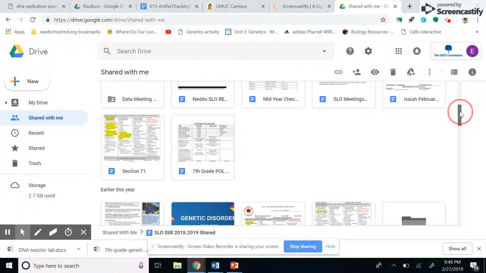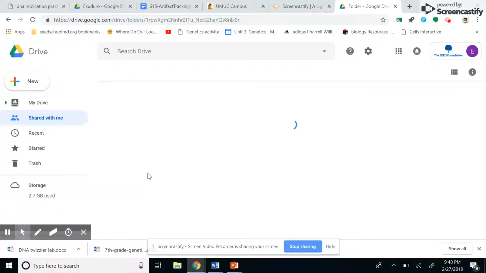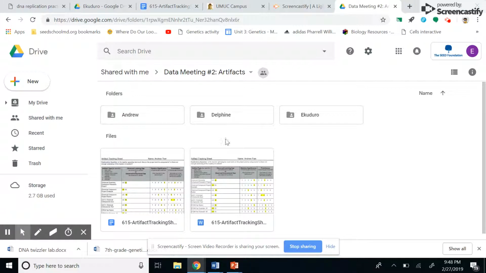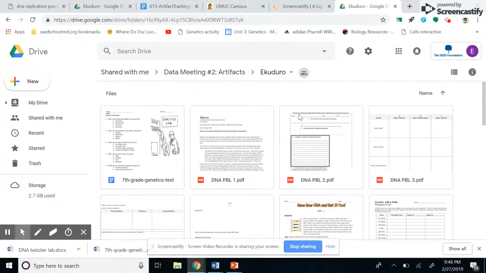Initially, what we did as a group was we all put our artifacts into this folder that was created by Andrew Tran. Andrew, Delphine, and I were able to include all of our different artifacts, and I'm really going to focus on some of the artifacts that I presented to my group.